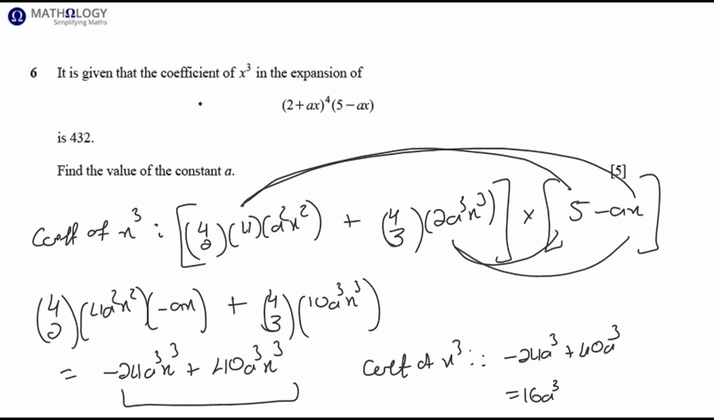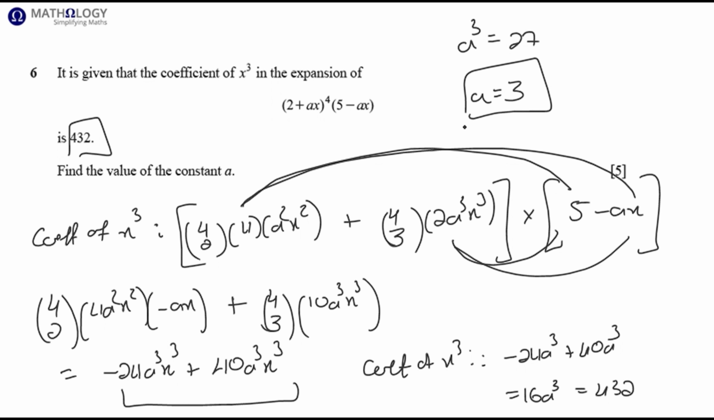And we're told that the coefficient of x cubed in this expansion is 432. So 16a cubed equals 432. That means that a cubed equals 432 divided by 16, which is 27, and the cube root of 27 is 3.